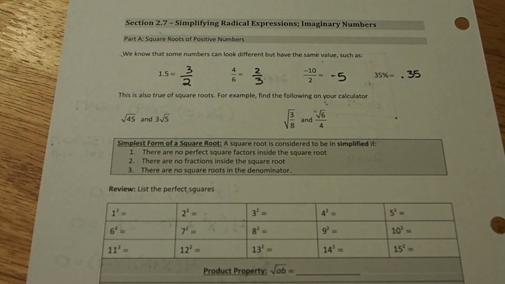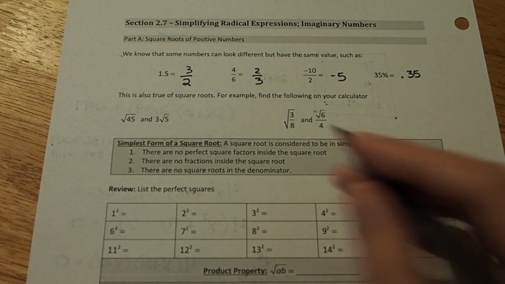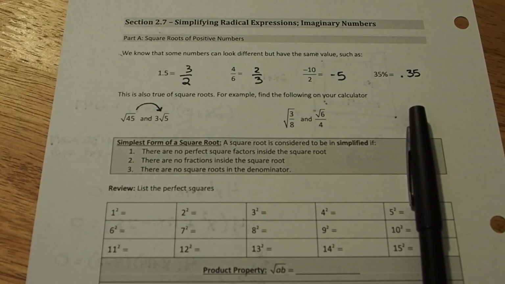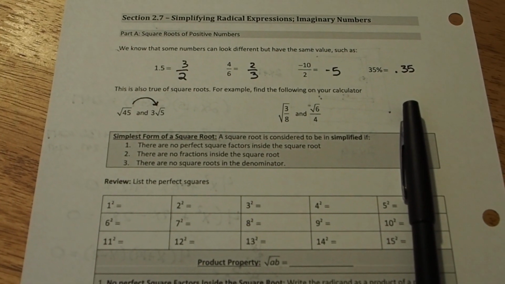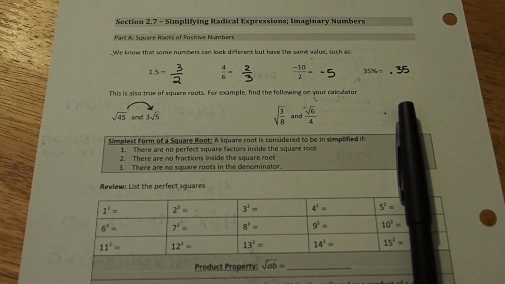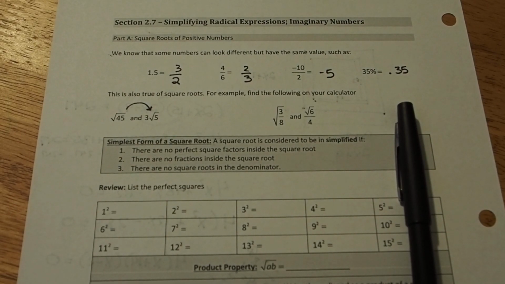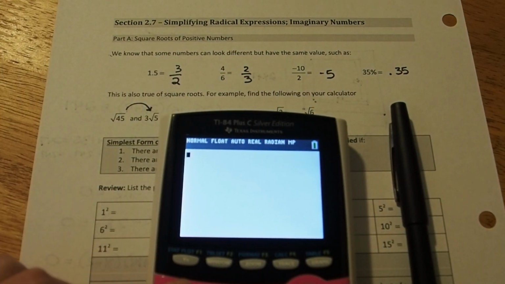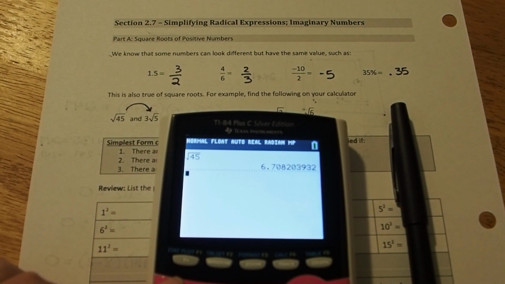Okay, similar idea. So first of all, for these two radicals here, the square root of 45, the simpler version is 3 times the square root of 5. And we're going to use a calculator real quick to show that I get the same decimal value for each, showing that they are really the same number. Okay, so in my calculator, the first value, square root of 45, is truly equal to 3 times the square root of 5. So I get approximately 6.708 for both of them. That shows that they are the same value.